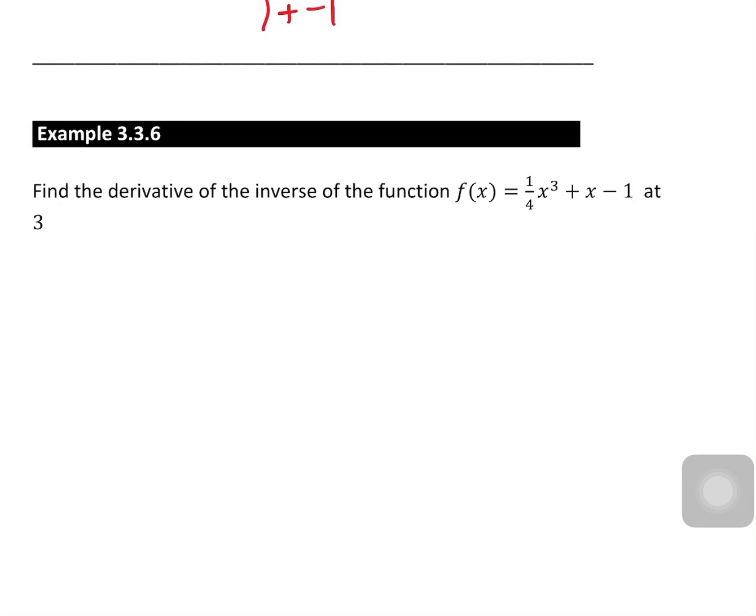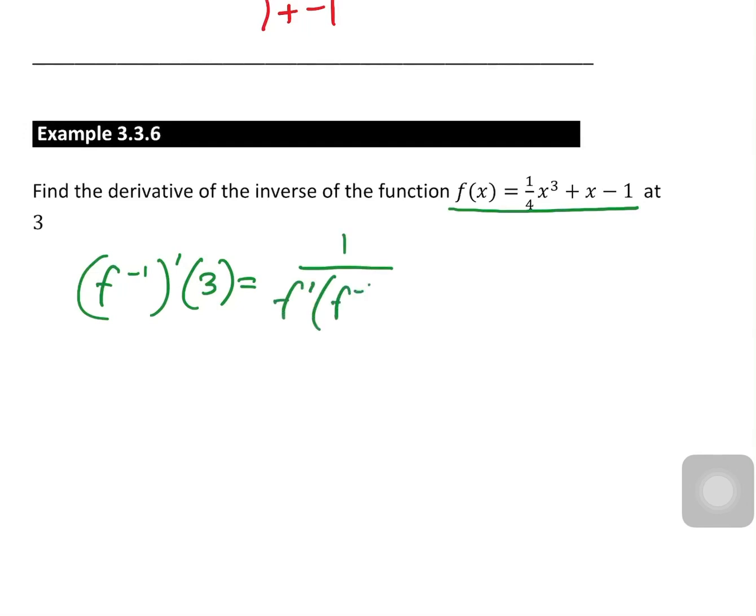Find the derivative of the inverse of the function f of x equals 1/4 x cubed plus x minus 1 at x equals 3. And so again, we're going to use that formula. F inverse prime when x equals 3 is going to be 1 over f prime of f inverse of 3. Now remember that this here is going to be the y value. When y equals 3, what is x? That's really what I want to know. Because on the original function, I would have something, comma 3, and on the inverse, it'd be 3, comma something. So these two numbers would be the same.